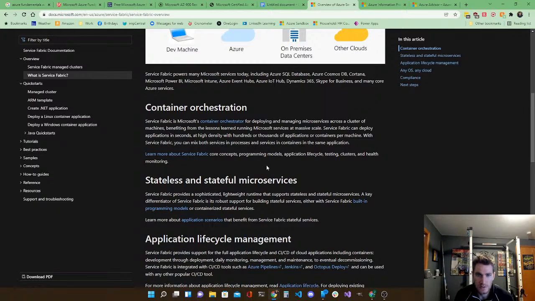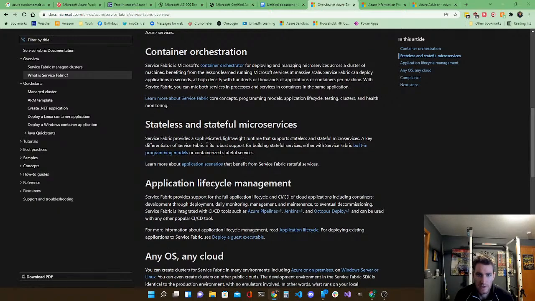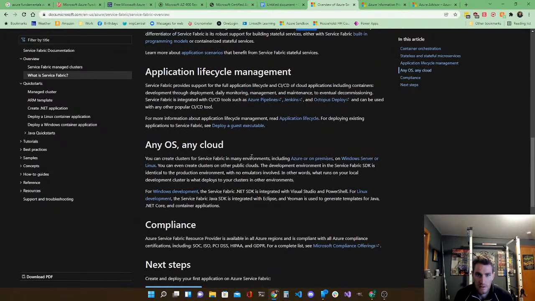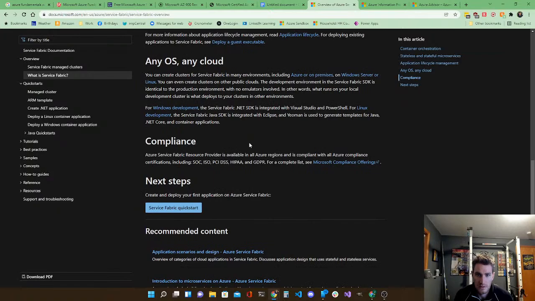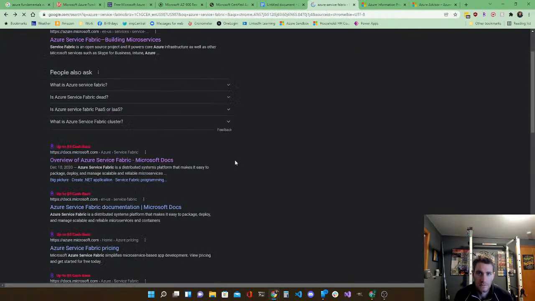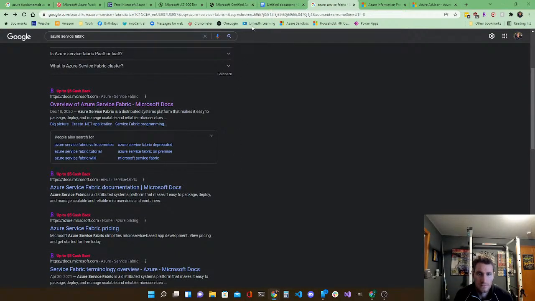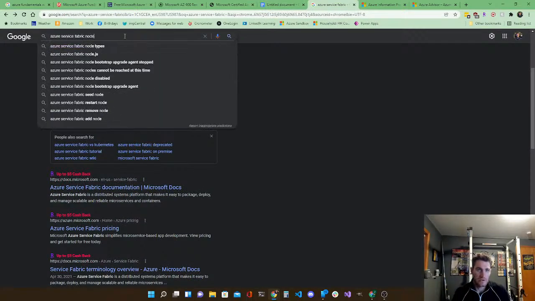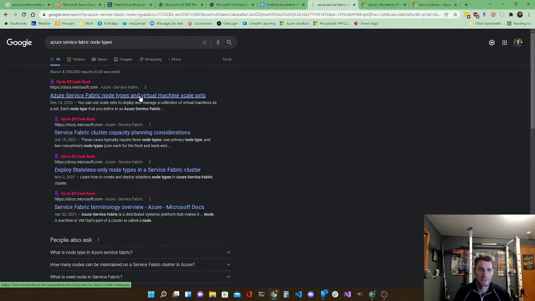We need to get into more specifics of like nodes and stuff like that. Sophisticated lightweight runtimes for stateless and stateful microservices. The key difference is for building stateful solutions. Okay. So what's our question here? The node types. We need to figure out what are these node types.